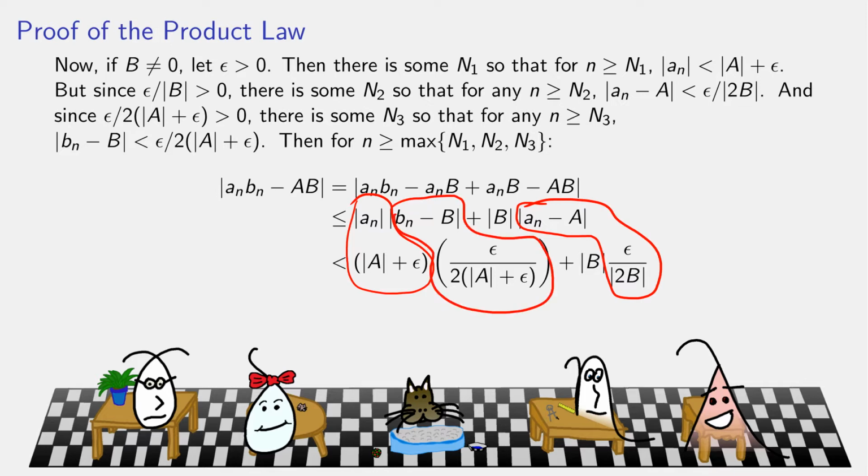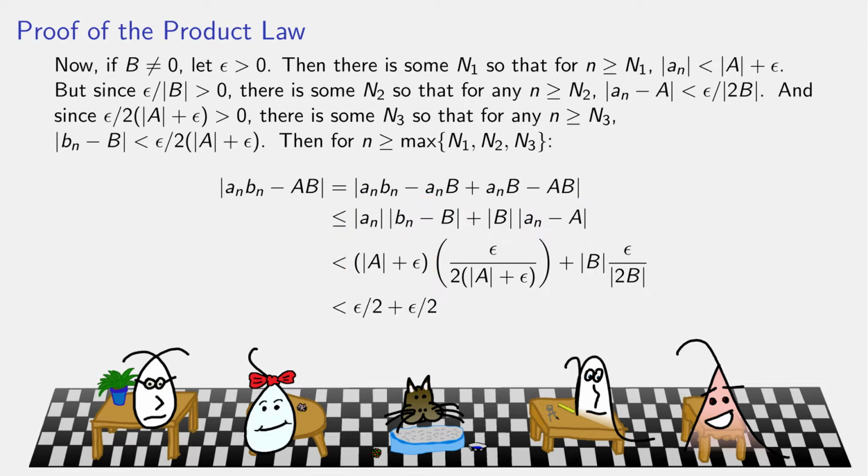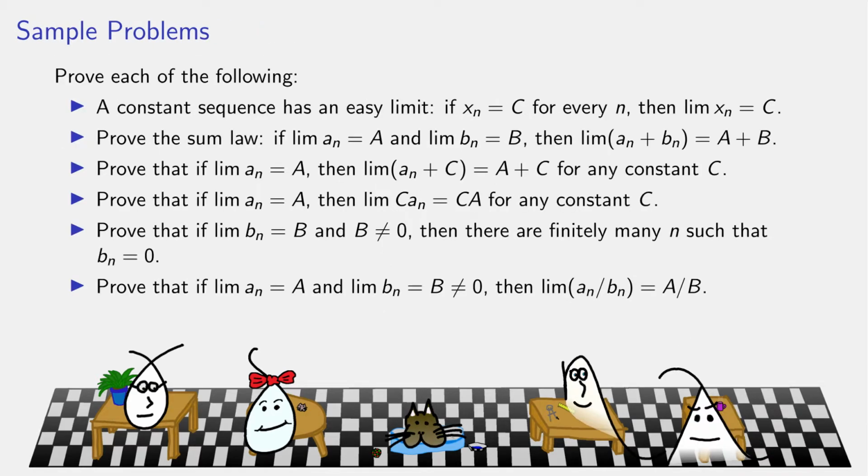So we assumed n was large enough to get all 3 of those things, and now a bunch of stuff cancels. We get an epsilon over 2 plus an epsilon over 2, which is just epsilon. So that was a sort of tricky one, the product law. But work through the following. They're generally a little simpler than that last one, but remember the goal is to derive certain statements about limits.